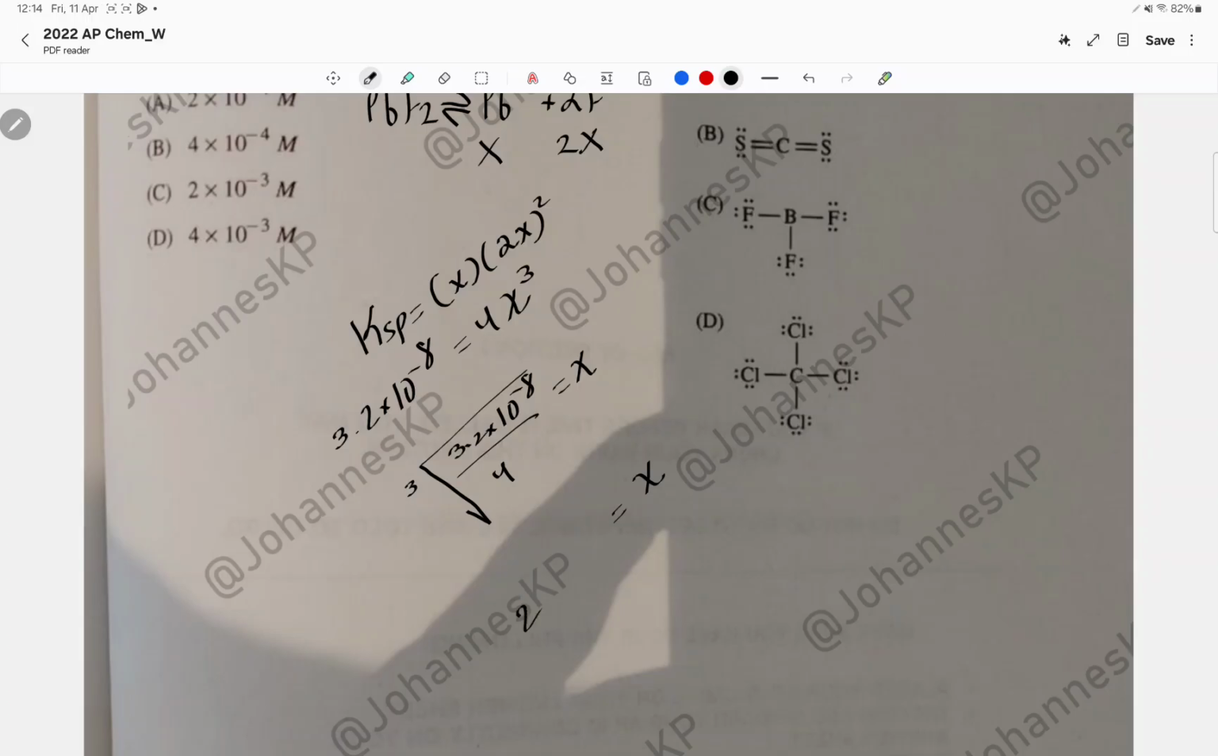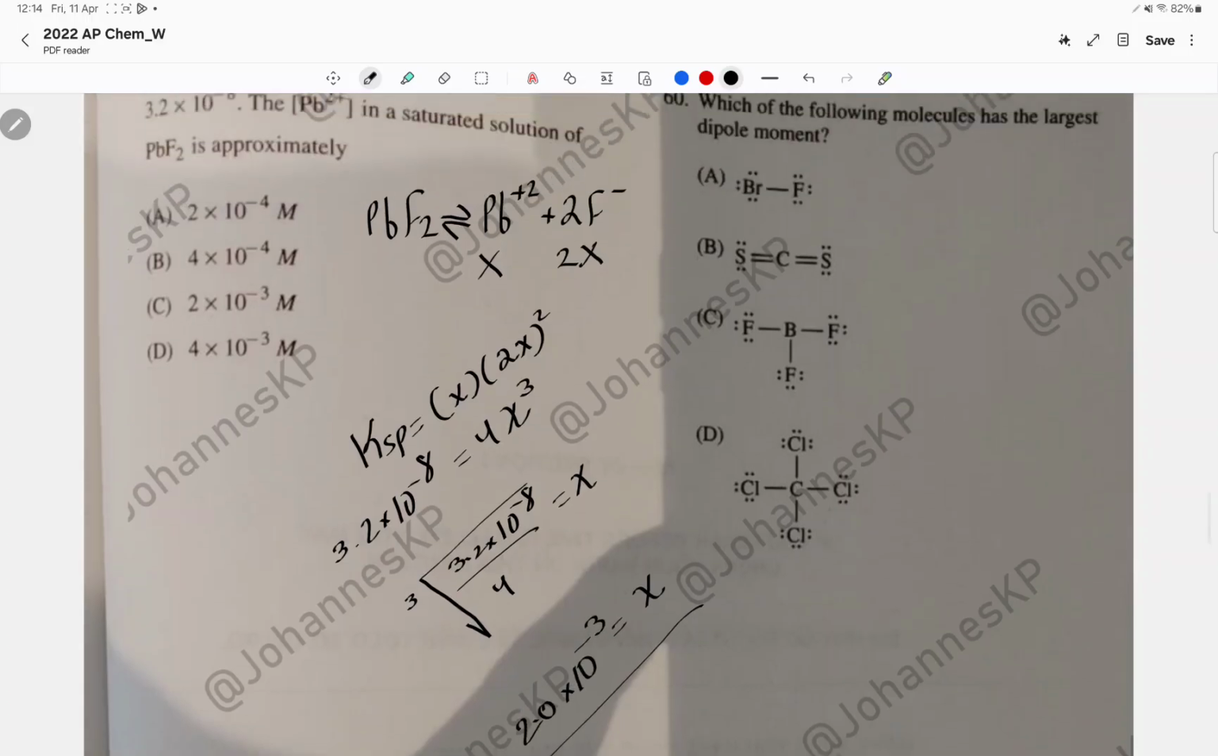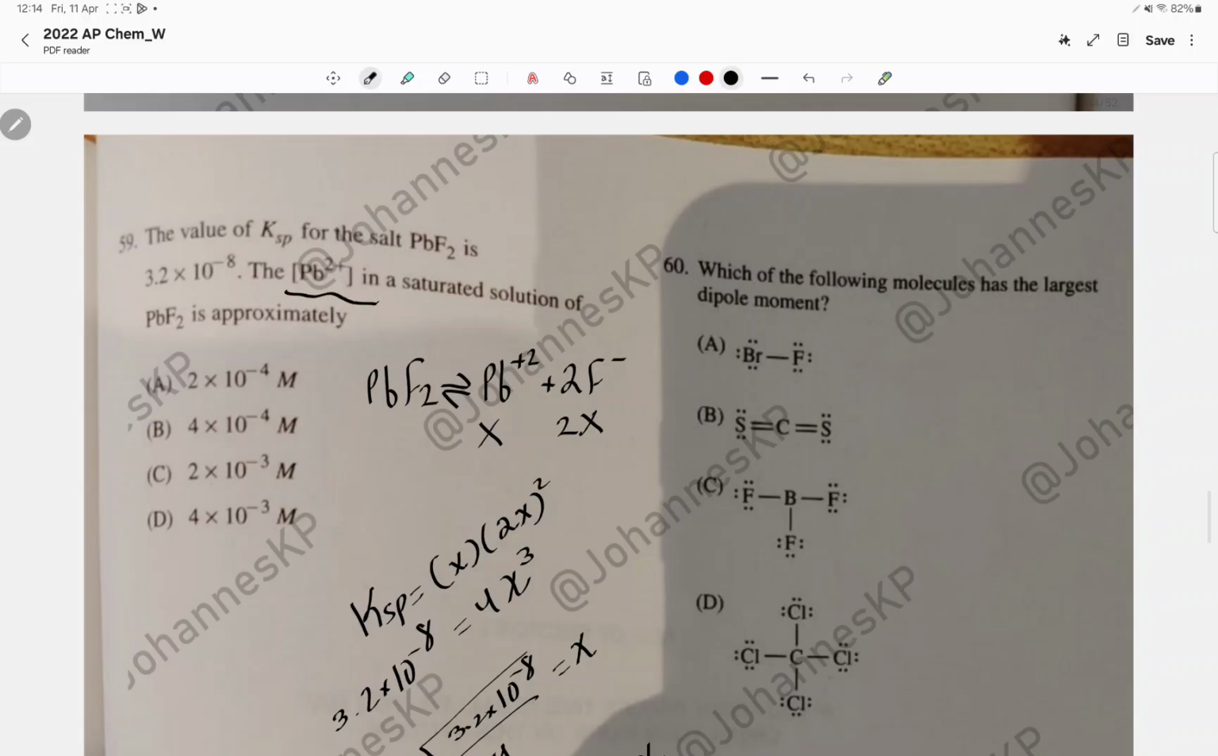So it's going to be 2.0 times 10 to the power of negative 3. That's the x. And they're asking us for the pH, which is the x. So we're good. Good? Yes.